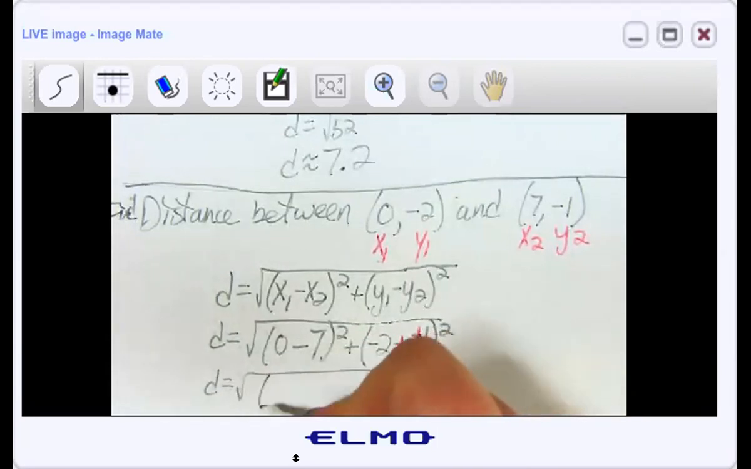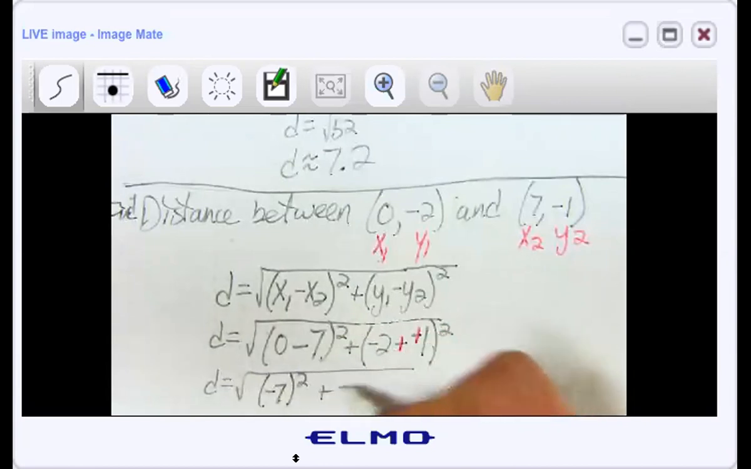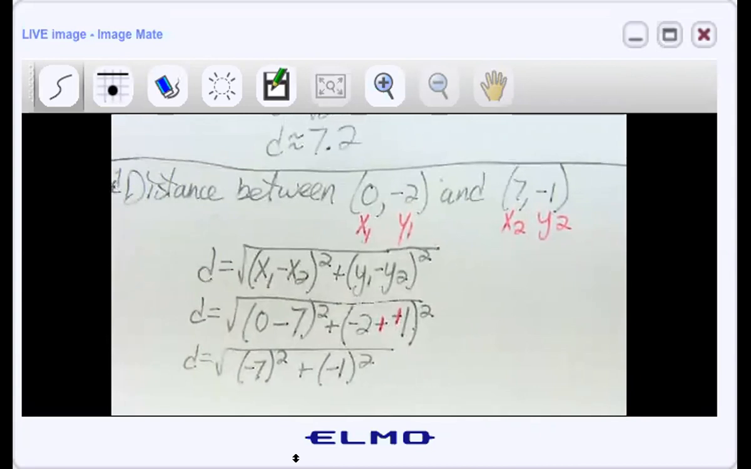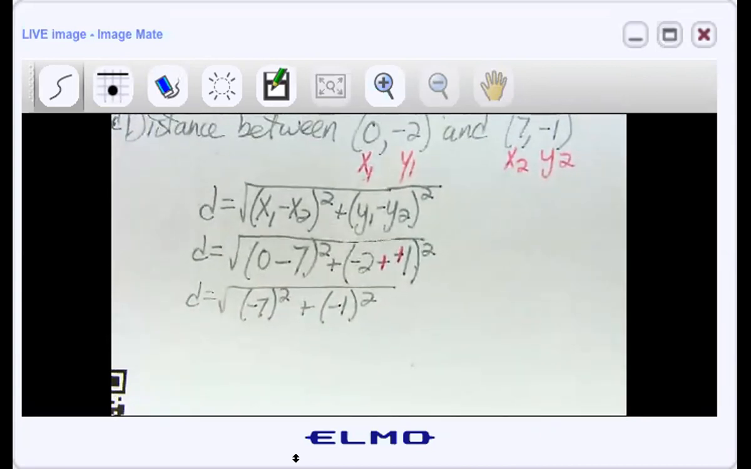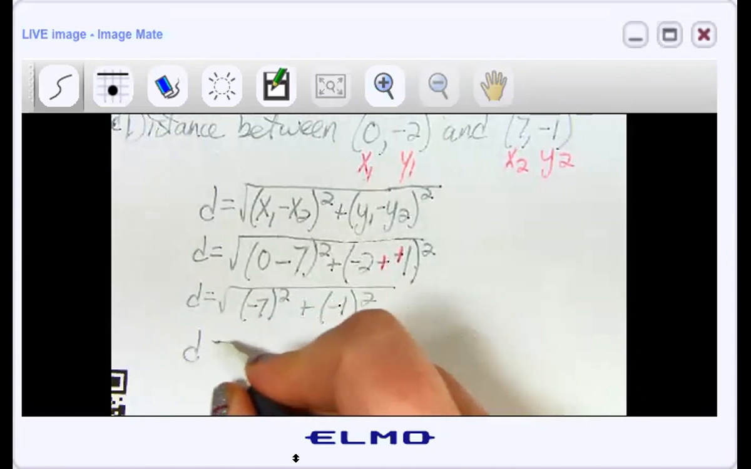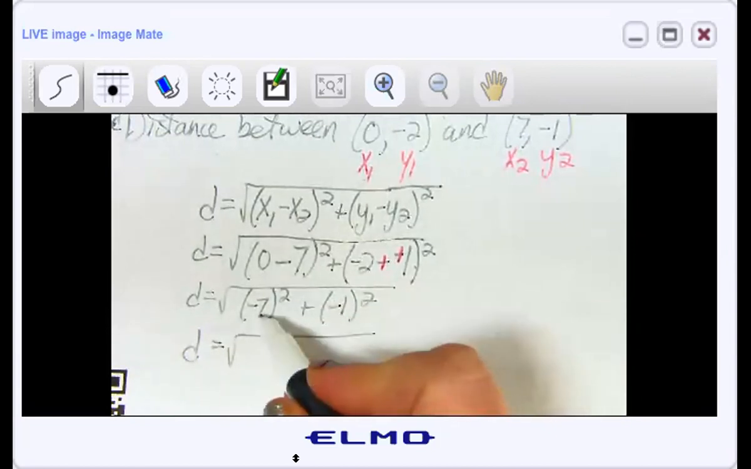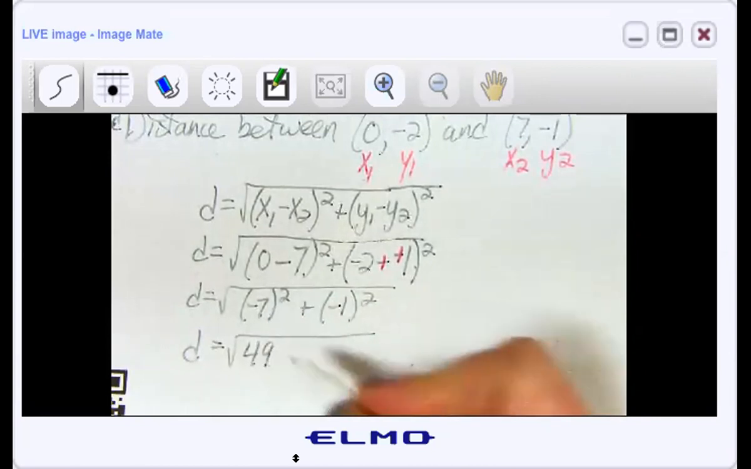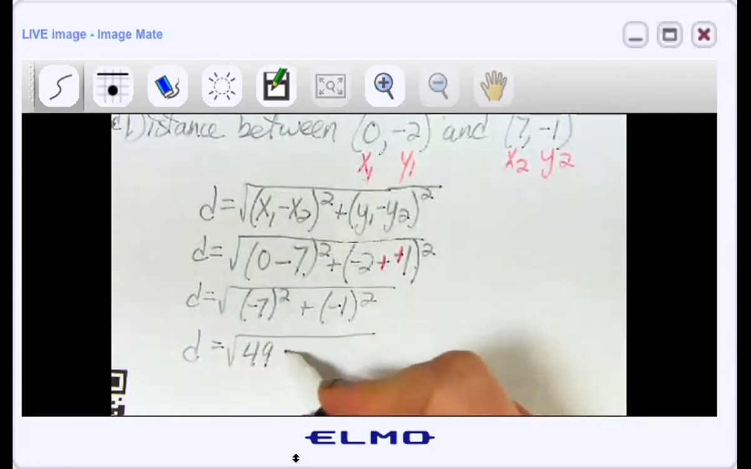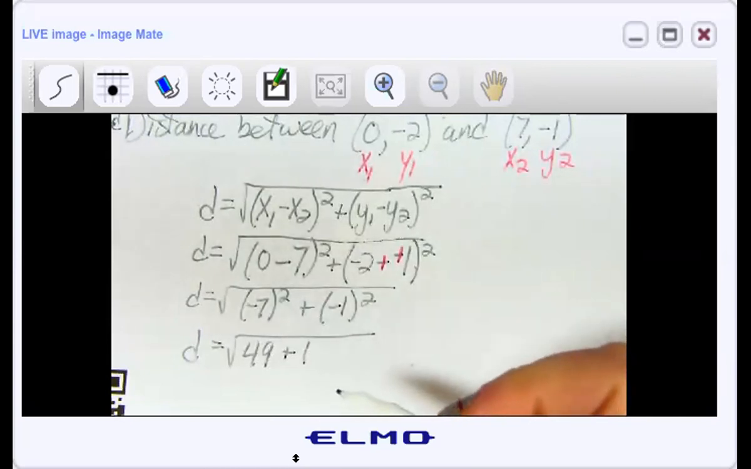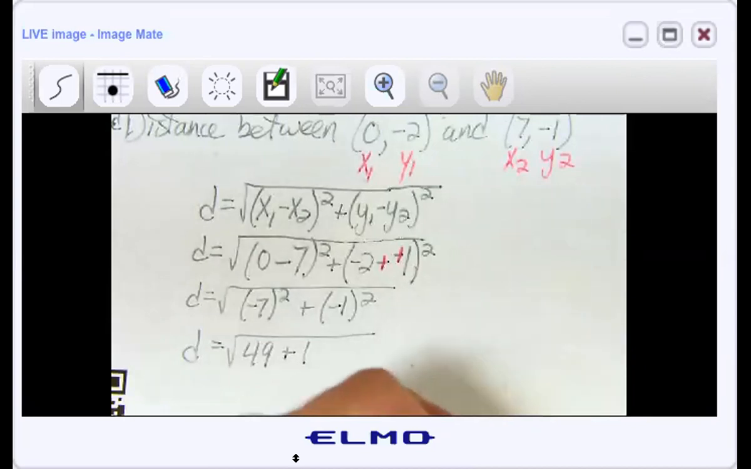0 minus 7 is just -7. -2 plus 1 is now just going to be a -1. All right, next step is to go ahead and actually square them. So always follow order of operations. Next is exponents, right? -7 squared, that's -7 times -7 or a +49. -1 squared is now a +1 because -1 times -1 is a +1. So now looks like I'm getting the square root of 50.